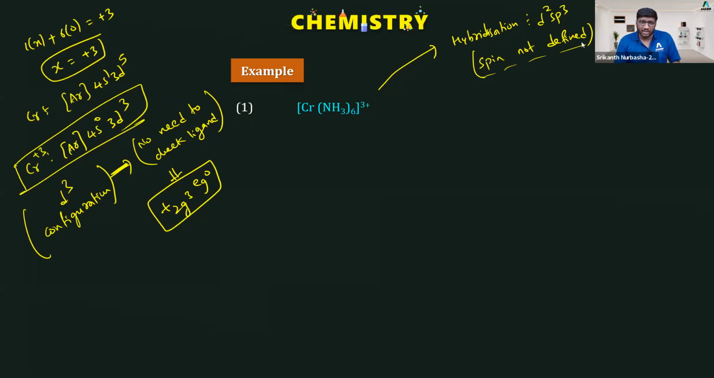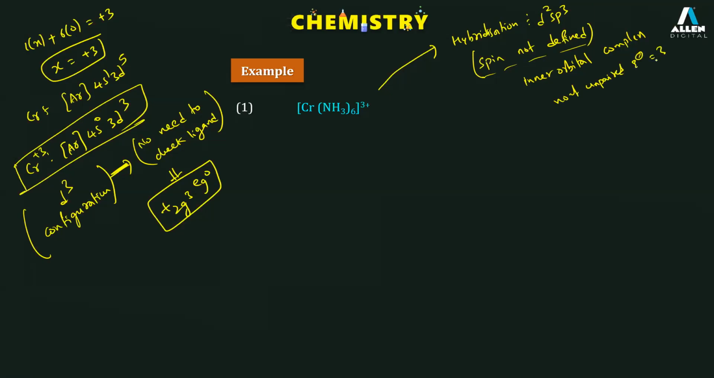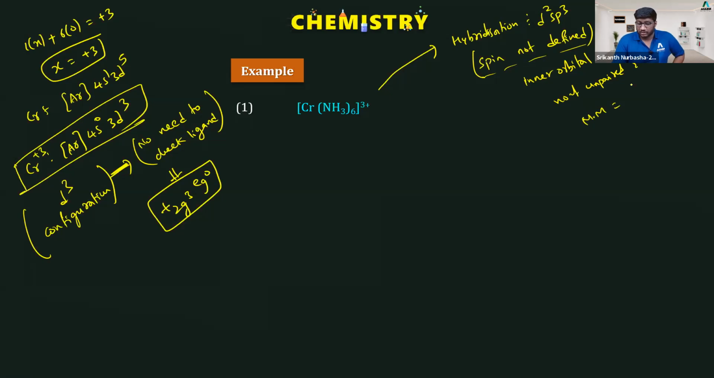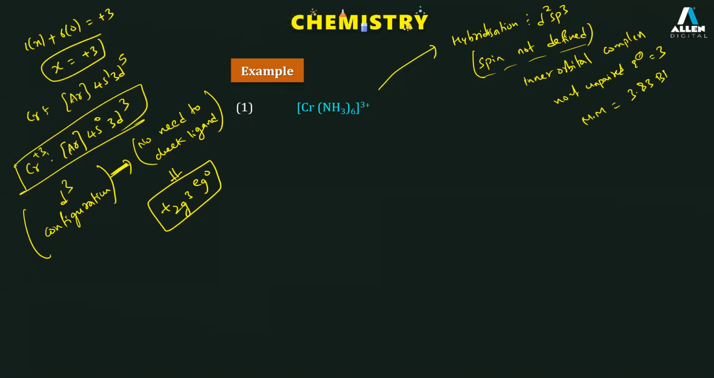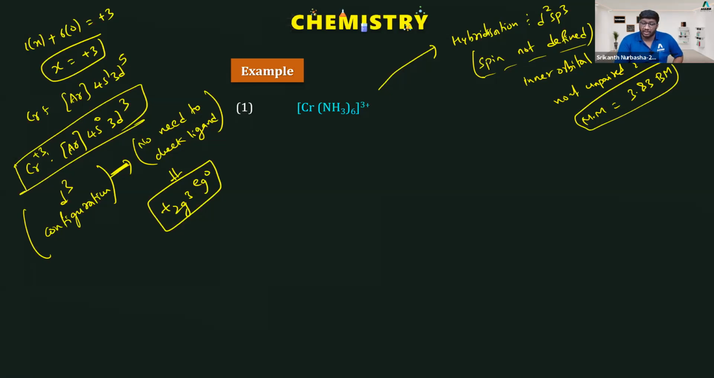What type of complex is it, inner orbital or outer orbital? Inner orbital complex, because inner orbitals are used. How many unpaired electrons are there? Three. So it is paramagnetic. For three unpaired electrons you can write 3.83 Bohr magneton, or approximately 3.8 or 3.9. So the magnetic moment will be 3.83 Bohr magneton, the number of unpaired electrons will be 3, inner orbital complex, spin not defined, and hybridization is d2sp3.